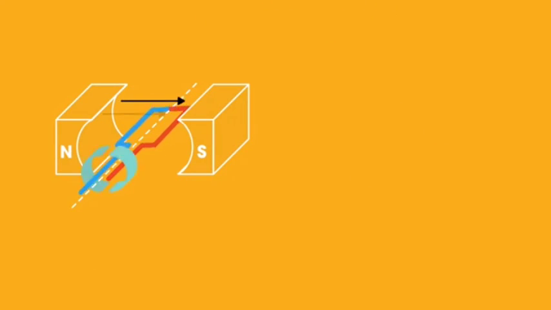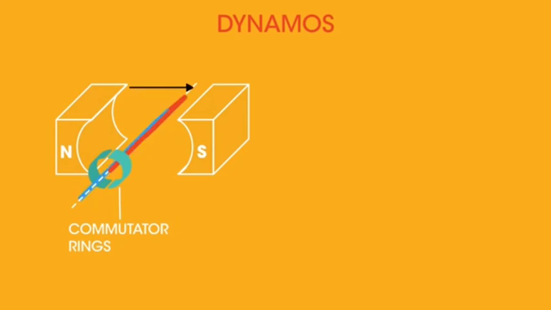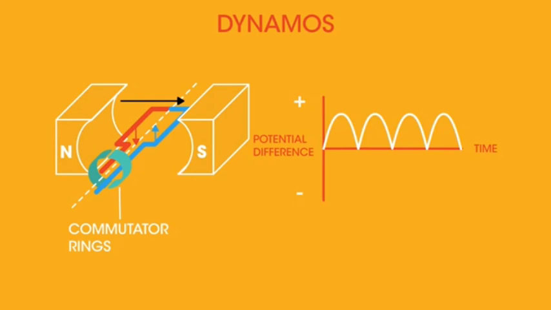So let's now look at the split ring commutator seen in dynamos. The blue side of the coil is moving up and starts off connected to this half of the commutator, and the red side of the coil moving down starts off connected to this half of the commutator. The potential difference graph looks like this. Maximum potential difference when the coil is cutting the magnetic field like this, and as the coil rotates out and isn't cutting the magnetic field anymore, we have zero potential difference.